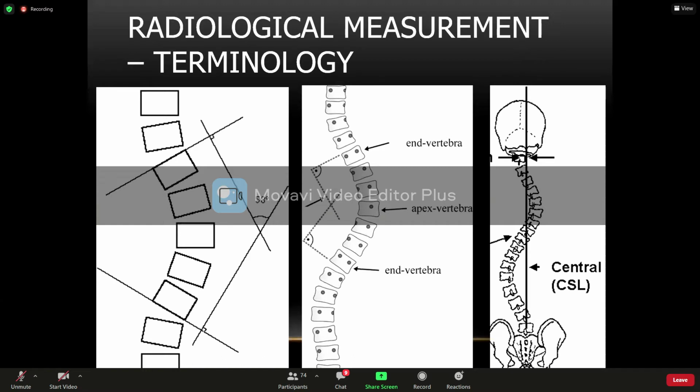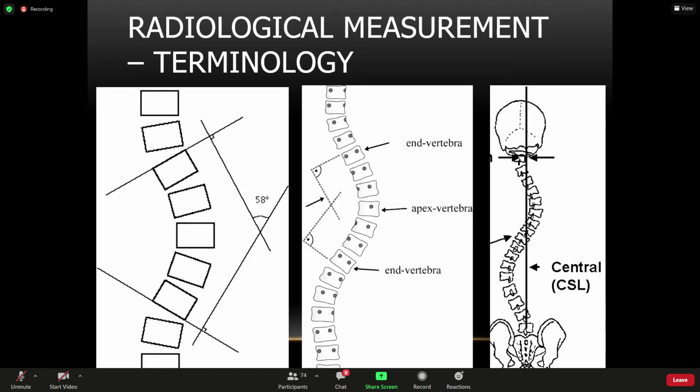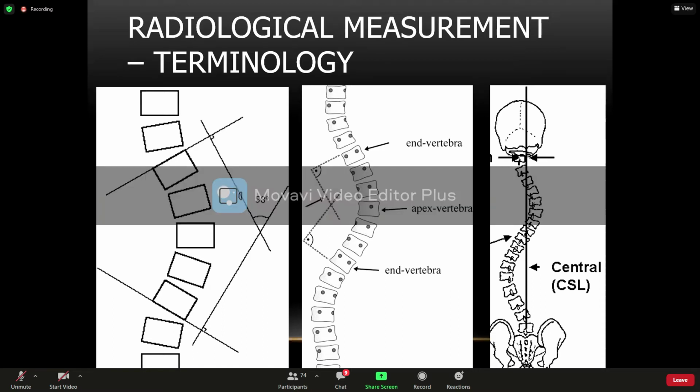Now, Cobb's angle is a very rough measurement of scoliosis because we know scoliosis is a three-dimensional deformity, and the Cobb's angle is a two-dimensional measurement of a three-dimensional deformity. So definitely there are some weak links in using Cobb's angle alone to make any treatment decisions, but it gives you some idea of the magnitude of the curve.